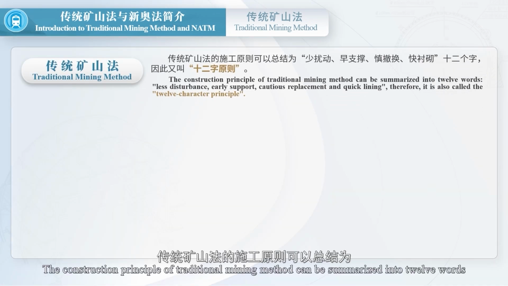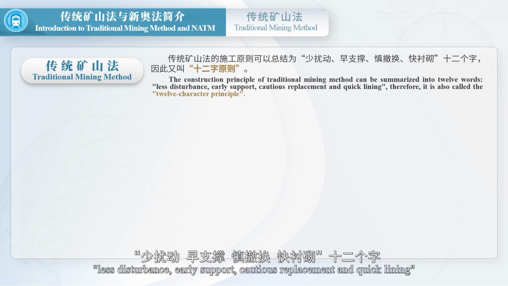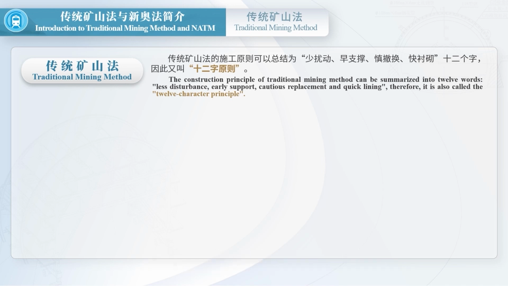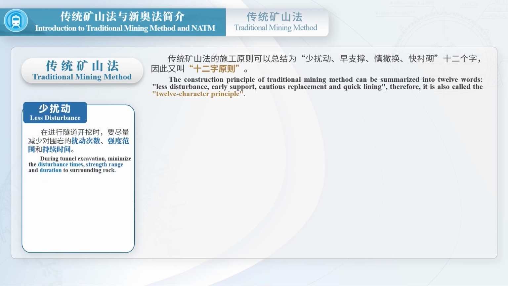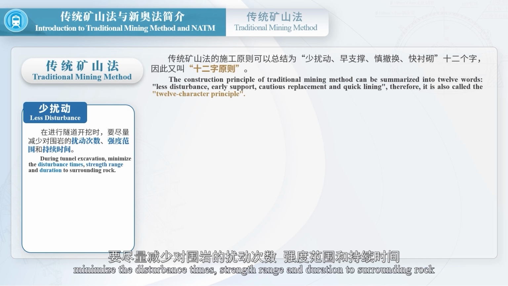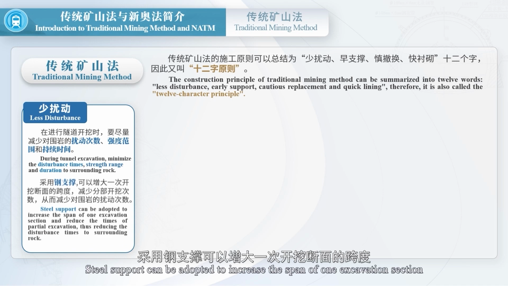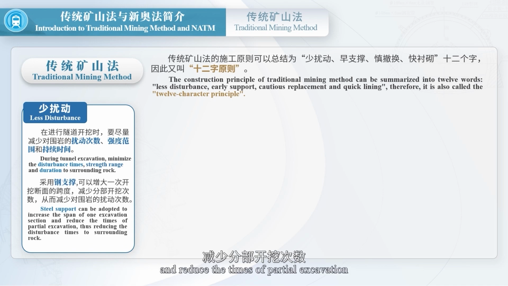The construction principle of the traditional mining method can be summarized into 12 words: less disturbance, early support, cautious replacement, and quick lining. Therefore, it is also called the 12-character principle. Less disturbance means that during tunnel excavation, minimize the disturbance times, strength, range, and duration to surrounding rock. Steel support can be adopted to increase the span of one excavation section and reduce the times of partial excavation, thus reducing the disturbance times to surrounding rock.